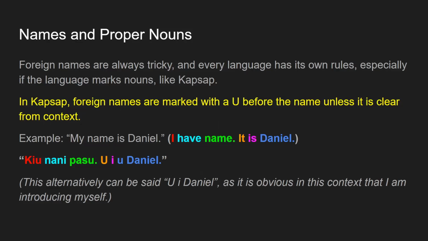Names and proper nouns. Foreign names are always tricky and every language has its own rules, especially if the language marks nouns like Kapsap. In Kapsap, foreign names are marked with the U before the name unless it is clear from context. Example, my name is Daniel would be written as I have name, it is Daniel. Kiu nani pasu, u I u Daniel. This alternatively can be said u I Daniel, as it is obvious in this context that I am introducing myself.